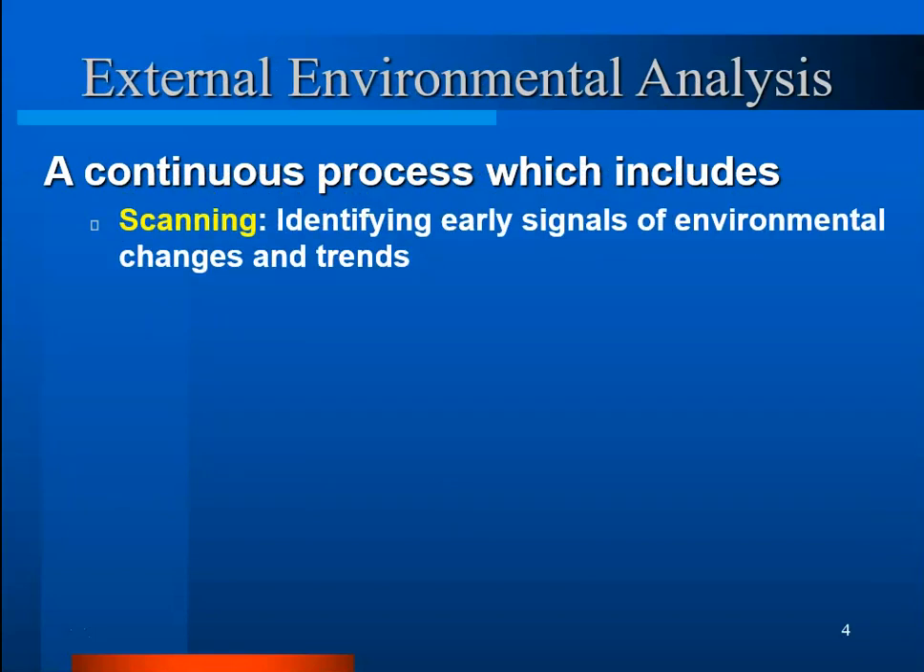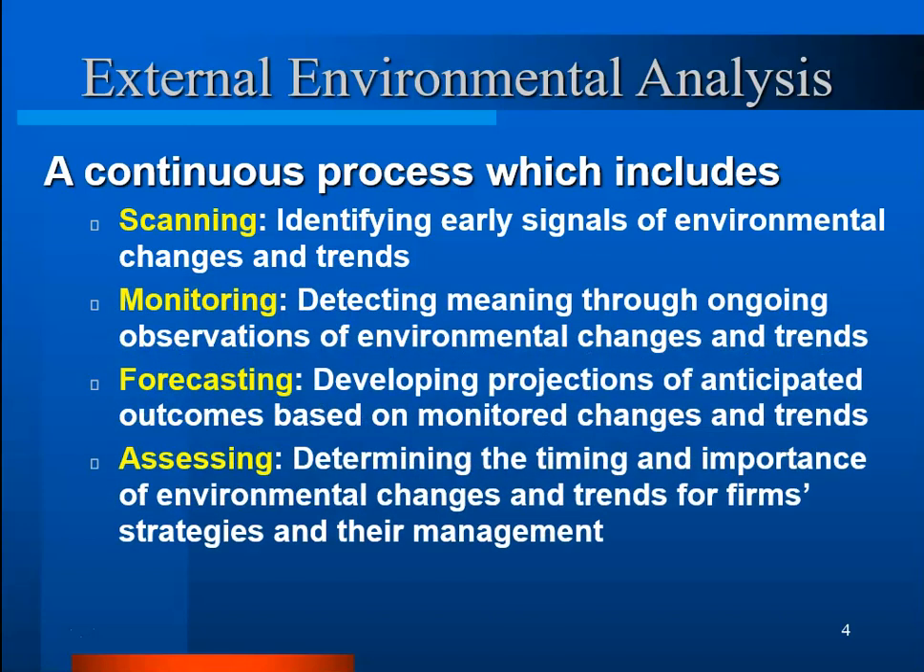The external environment analysis now is really a set of processes that a firm will use to first scan, then monitor, then forecast, then assess what is happening in the environment around them. So scanning is where you identify early signals of environmental changes and trends. What is happening? How are things changing? Then the other step is to monitor, detecting meaning through ongoing observations of environmental changes and threats. What does this change mean? How is it going to affect the business? Then we are going to forecast, develop projections of anticipated outcomes based on monitored changes and trends. And finally, there is assessing, where you determine the timing and importance of environmental changes and trends for firm strategies and their management.